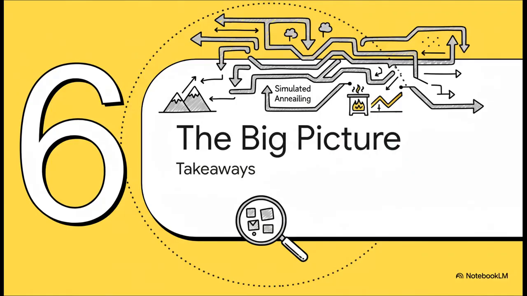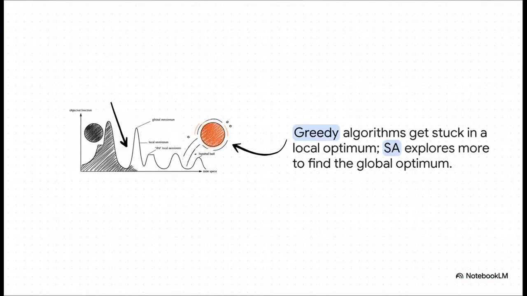Okay, let's zoom out for a second and put all of this together. This ball on terrain example is the absolute perfect way to visualize it. Think of hill climbing as just a plain old marble. If you let it go, it's going to roll down and get stuck in the very first dip it finds. That's your local optimum. But simulated annealing?